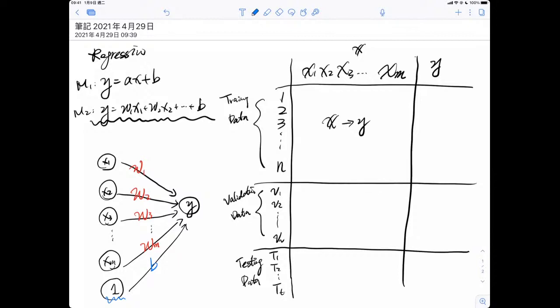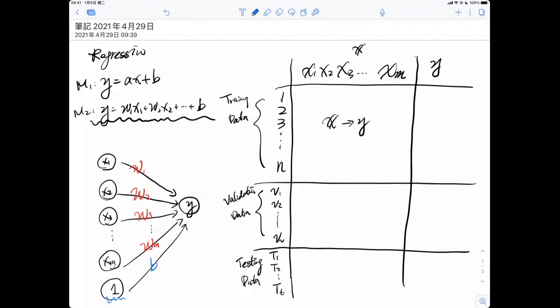Maybe the information from x1 is more important than x2, so maybe the weight w1 is larger than w2. Or maybe some information, for example x3, is useless, so the weight w3 is 0, so that y receives no information from x3. So there will be a lot of different combinations by using this. But for a neural network, that is too simple, right?